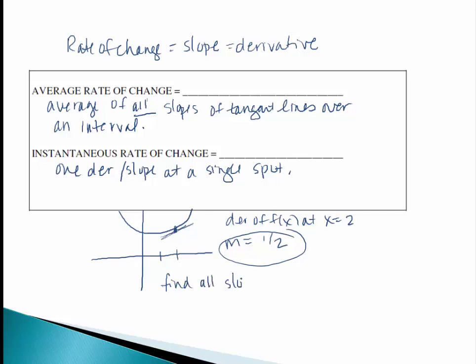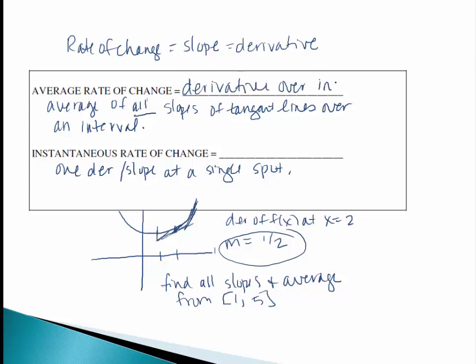As opposed to the average rate of change, which means I need to find all slopes of tangent lines and then average them out. It has to give you an interval, let's say from x being 1 to x being 5. So we would think about all these different tangent lines and then average them together. So when you see average rate of change, it is talking about the derivative over an interval.